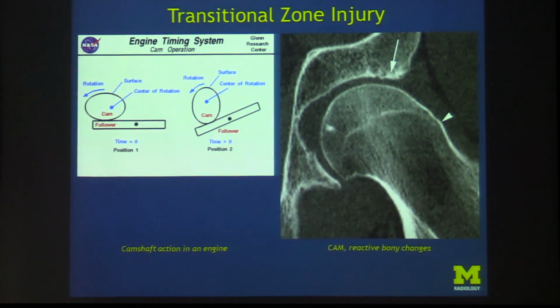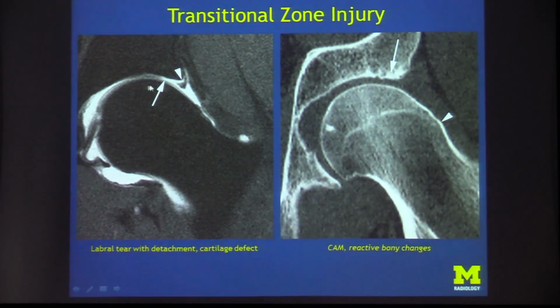Now, so we have that osseous bump. So what? Well, just like a camshaft angle, the cam applies pressure, and this pressure may cause injury to that transition zone I mentioned, and this may cause tears. There could be tears on the labrum, as you can see here, and tears involving the hyaline cartilage loss on this MR arthrogram. So what do we do?